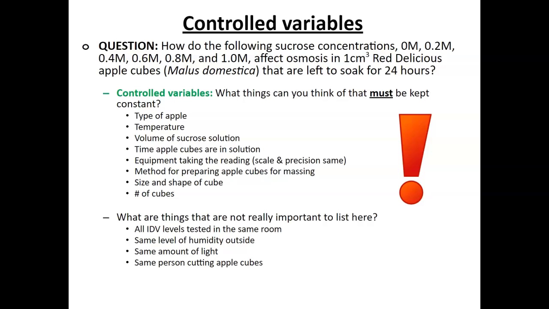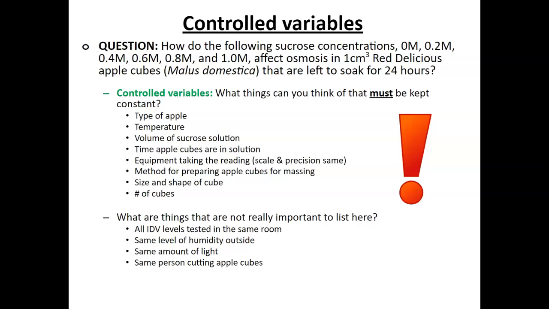The method to prepare the cubes for massing is important. For example, if you are blotting them dry, then how you blot them dry, how many times you blot them, what are you using to blot them, same kind of paper towel that all absorb the same amount, all that's important. How you cut them, like what knife you use to cut them, like you wouldn't cut some with a serrated knife and others with a smooth knife because that changes the surface area, which could affect osmosis. Size and shape of the cube, some can't be pyramids and some are cubes. Make sure they're all the same, and how many cubes you put in each beaker. So those are all really important.